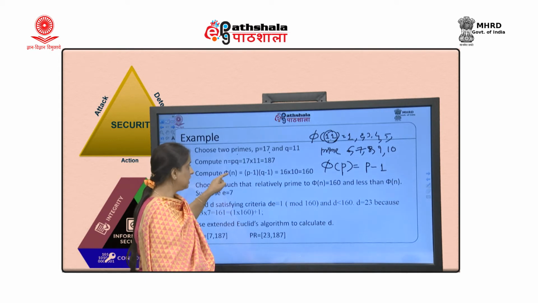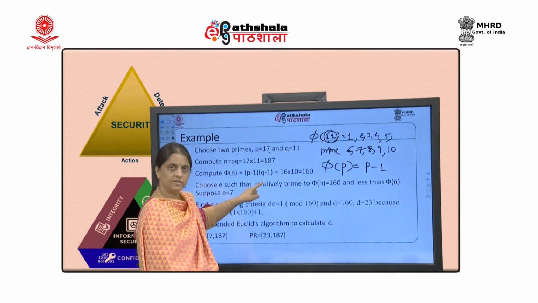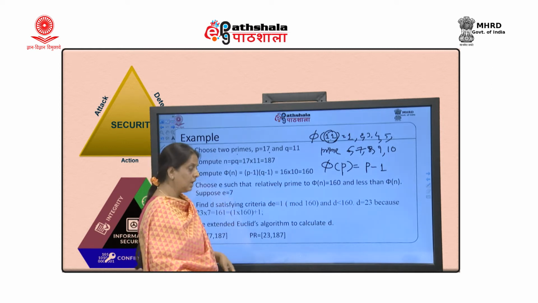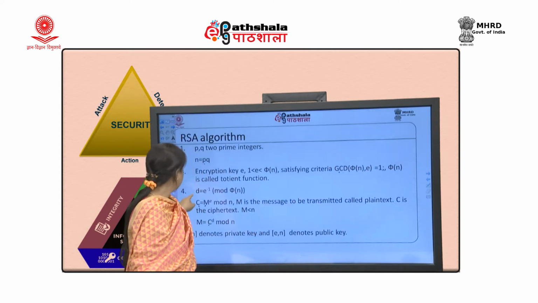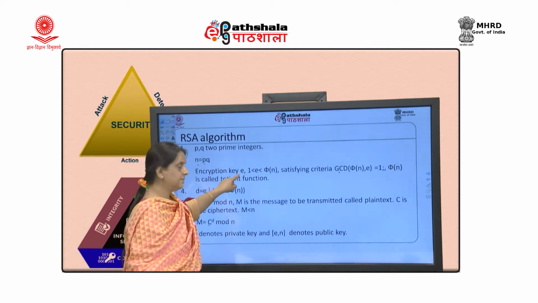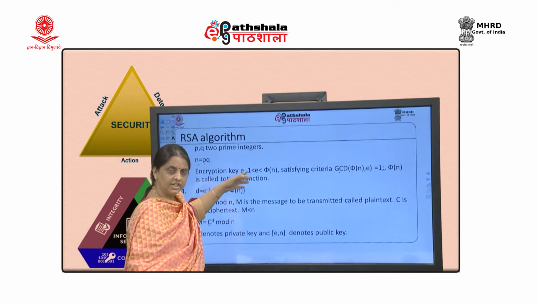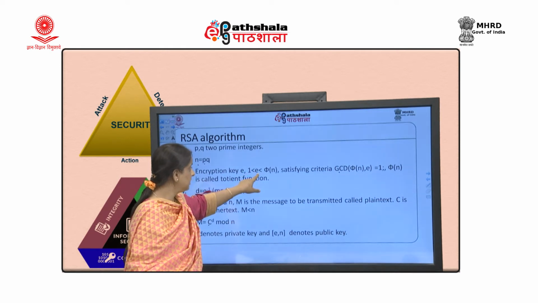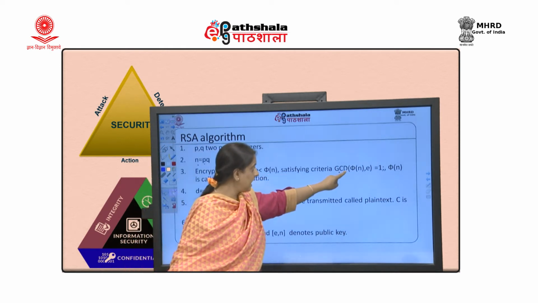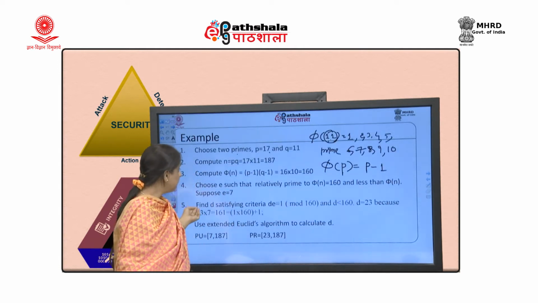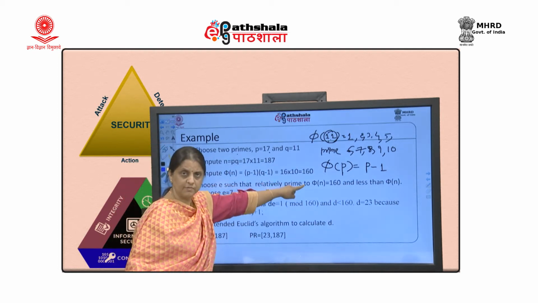Now, the totient function we need to calculate. Since P is prime, we can take P minus 1, Q is also prime, so we take Q minus 1. So, 16 into 10 gives 160. If you remember the steps from before, we are up to the second step. The third step says find out or take the encryption key E. What are the criteria? One thing is it should be within 1 and phi(n), and the second criterion is its GCD with the totient function should be 1. So, coming back to here, we have the totient function to be 160.